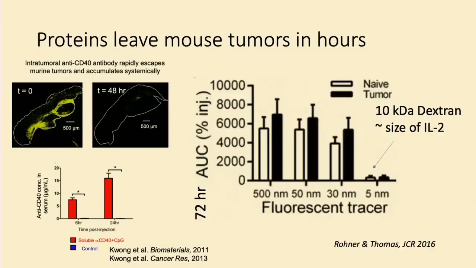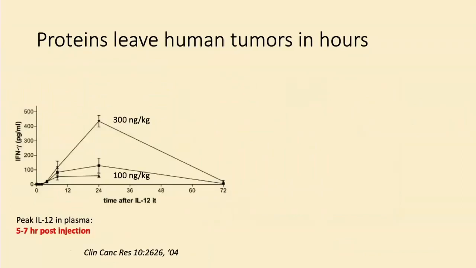And here was some locally generated data, from a nice paper from Professor Thomas, looking at different sized fluorescent tracers and looking at the 3-day area under the curve for exposure. You see that once you get out of the nanometer, nanoparticle scale, down towards protein scales, it's just vanishingly small exposures. This is also true in people. This is not just a mouse phenomenon.